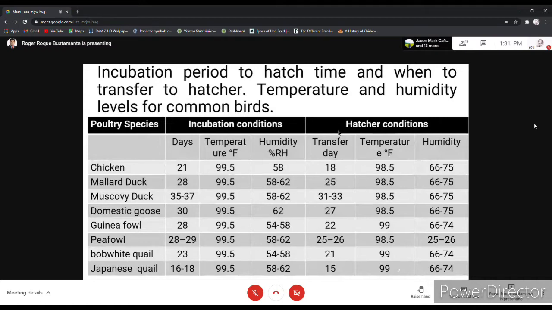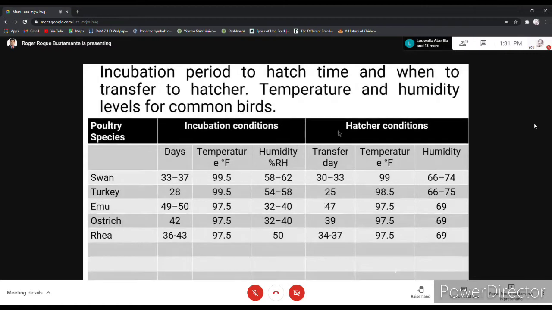This is still provided in detail. Another also for swan, turkey, emu, ostrich, and rhea. These are not significantly or economically important birds, like rhea and emu, but they are still included in this data.